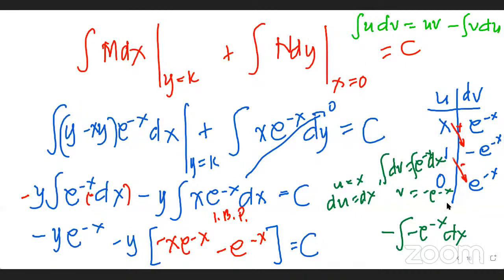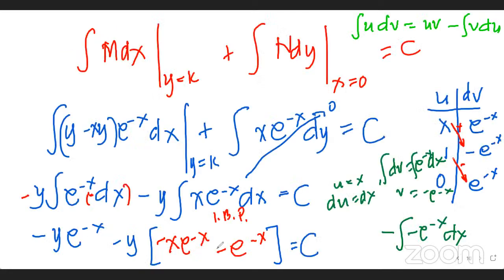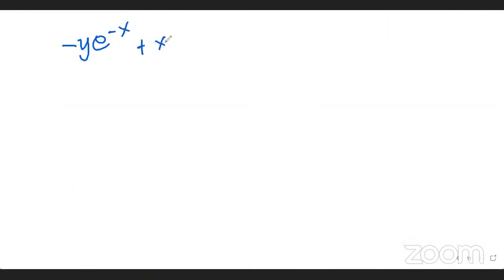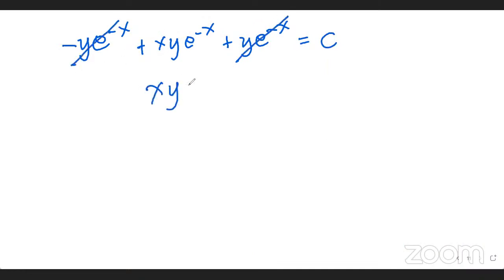Let me change the color of the pen. So here we have negative y e raised to negative x. Distribute lang natin yung negative y dito. So magiging positive, positive siya. So it will become positive xy e raised to negative x plus y e raised to negative x equal to the arbitrary constant c. Tama ba? Ayan. So as you can see, pwedeng makancel to like terms. So cancel na natin to. Ang matitira dyan is xy e raised to negative x equal to c.